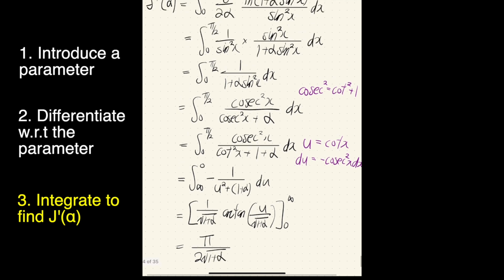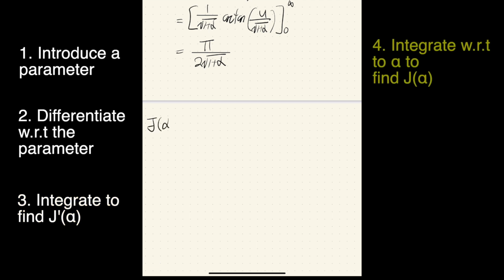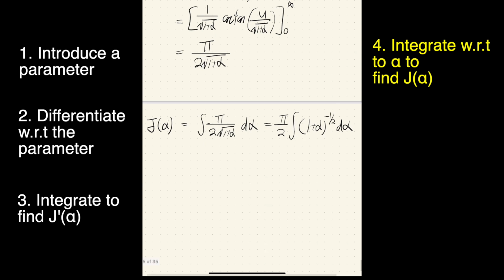Now that we have the J prime of alpha, we'll try to find J of alpha by integrating the above expression with respect to alpha. So we have pi over 2 root 1 plus alpha d alpha. And the pi over 2, of course, can be factored out. So we have 1 over, this can be rewritten as 1 plus alpha to the minus 1/2 power. And now this is just a simple application of the reverse power rule. So we have pi over 2 times 2 times 1 plus alpha to the 1/2 power. And this is an indefinite integral, so we need the plus C constant at the end. And so when we simplify this, we will simply have pi times 1 plus alpha to the 1/2 plus C.